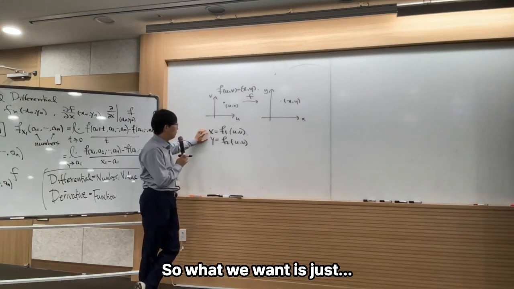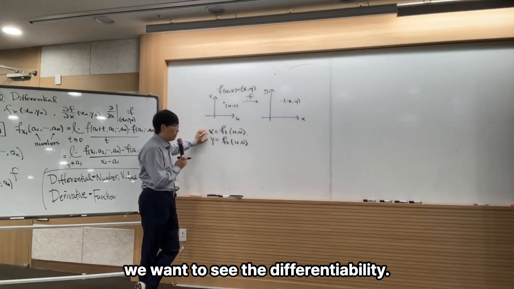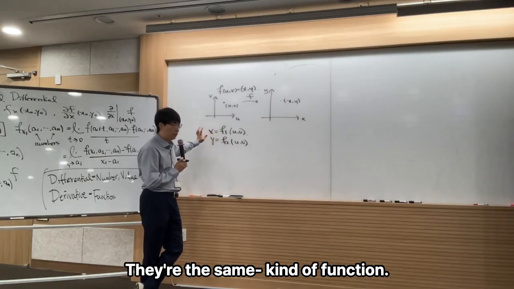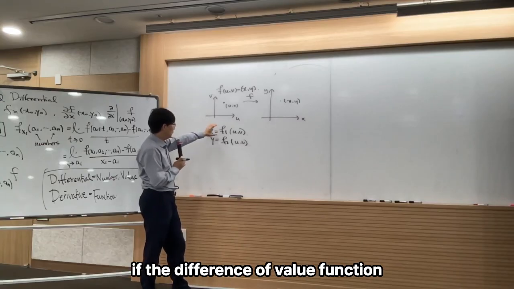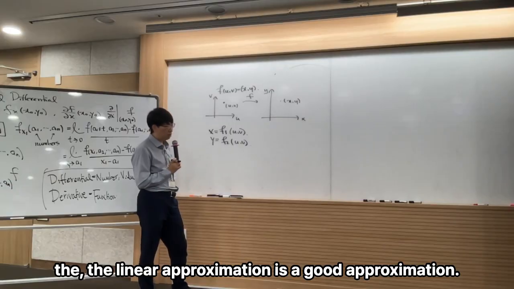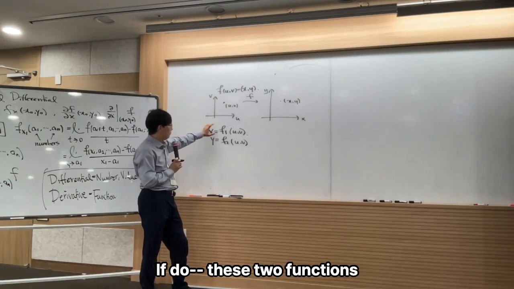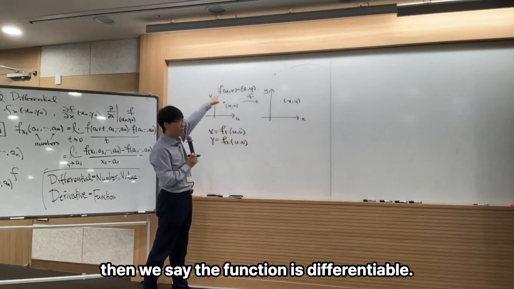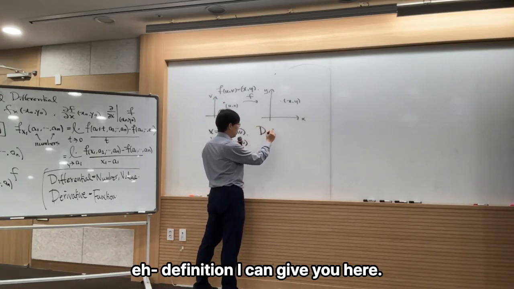So what we want is the same definition here. We want to see the differentiability. What did I say about the differentiability of these two kinds of functions? It's the same kind of function. It's differentiable at a certain point if the difference of the value of the function is changing smoothly. In other words, the linear approximation is a good approximation. So if these two functions are differentiable at a certain point, at the same point, then we say the function is differentiable. This is the simplest definition I can give you here.